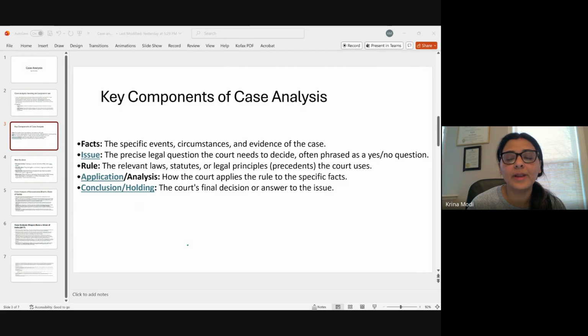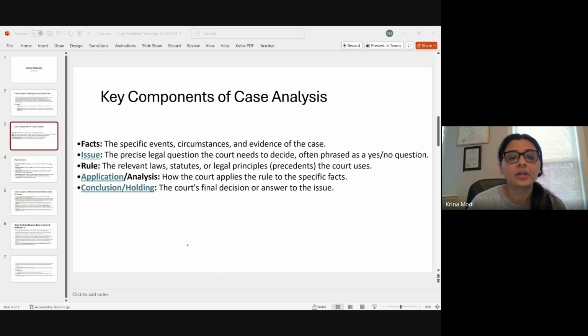When you're reading a case, sometimes the case jumps from one issue to the other, from one thing to the other, but you should know how to stick to the facts of the case. The specific events, circumstances, and the evidence of the case are the facts of the case.